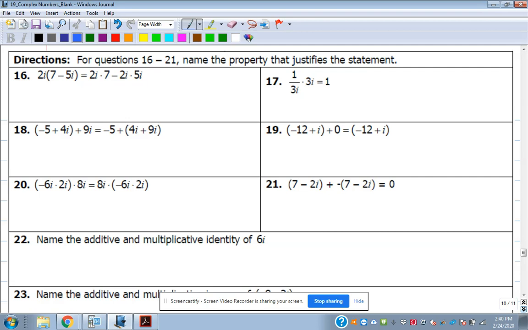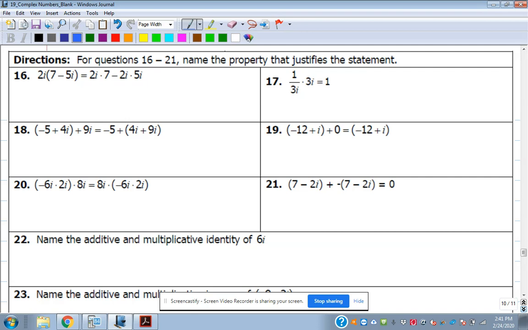What happened to number 18? What changed? What got switched around? Yeah, stuff inside of the parentheses changed, which is what property? Associative. Changes what's in parentheses. So this would be an associative property. Okay. What is number 19? What did they add to it? On the left side. Adding 0 is the additive identity. It's the identity property of addition, because you're adding 0 and it doesn't change it. Gives you back the same thing.